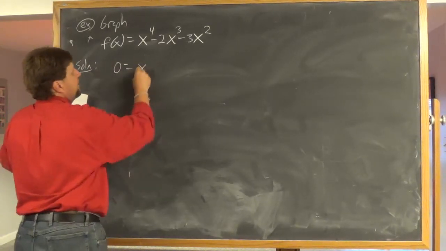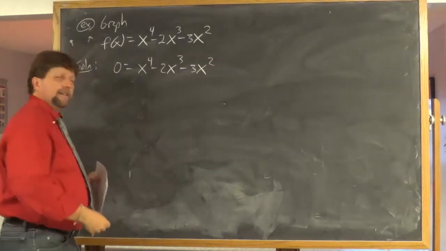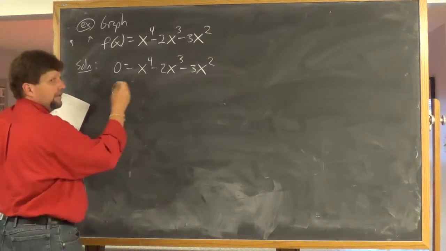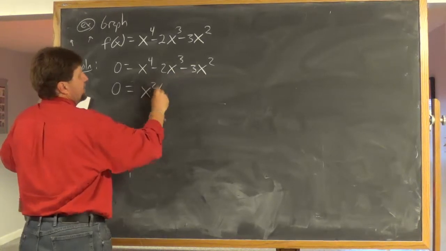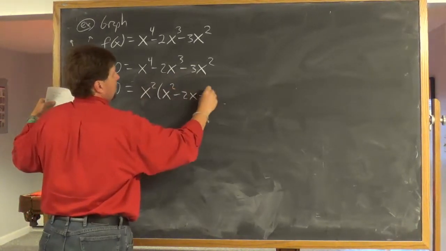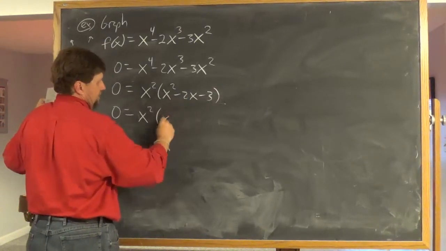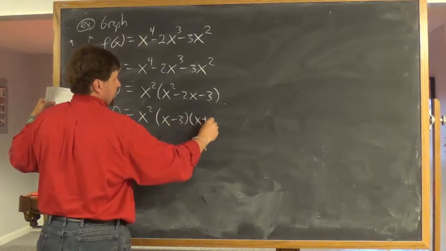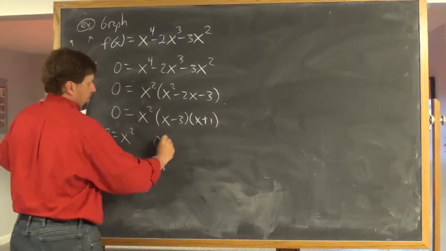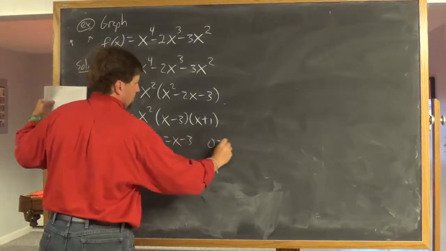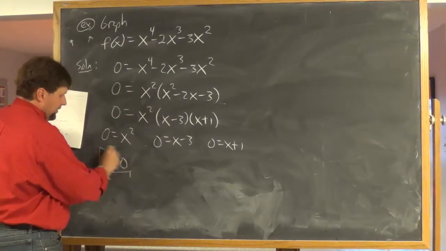So here we are setting the function equal to 0. That allows me to find the zeros, the x-intercepts. And, well, here I can factor out an x squared. And I think it factors a little bit more. I think this factors to x minus 3 times x plus 1. Set each factor equal to 0. And we get one zero of x equals 0.